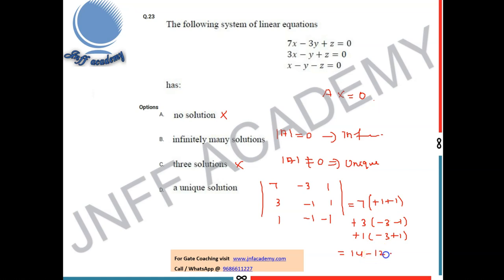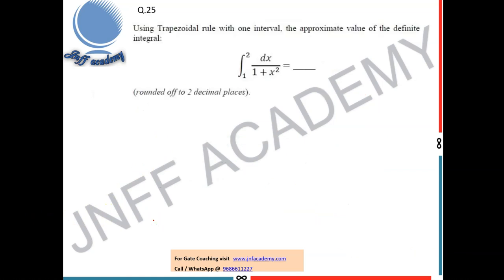minus 12 minus 2. This is equal to 0. So determinant of A equal to 0. Therefore, this system has infinitely many solutions. So option B is the correct answer. Option B. Okay. So the next question.